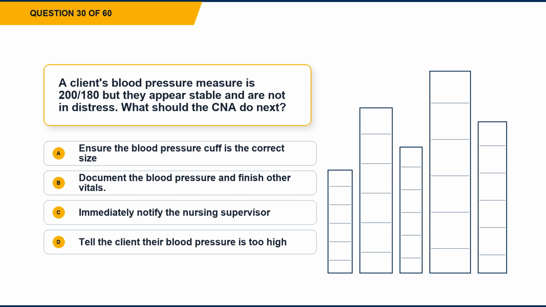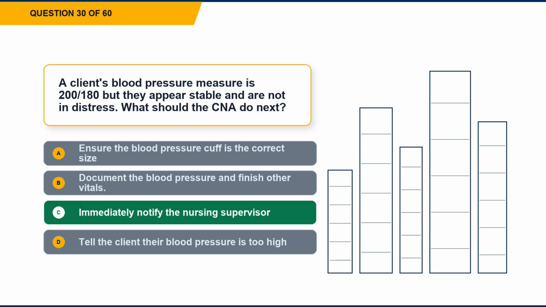Question 30. A client's blood pressure measure is 200/180 but they appear stable and are not in distress. What should the CNA do next? Option A, ensure the blood pressure cuff is the correct size. Option B, document the blood pressure and finish other vitals. Option C, immediately notify the nursing supervisor. Option D, tell the client their blood pressure is too high.